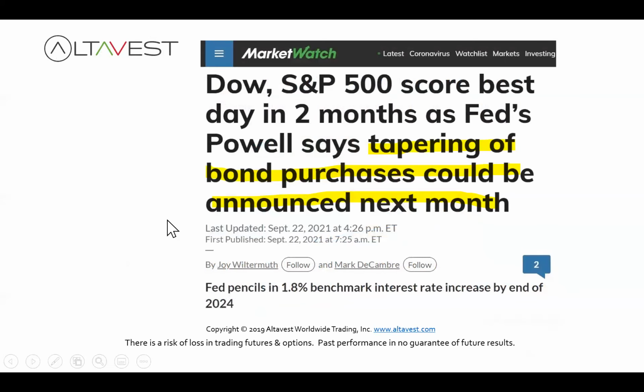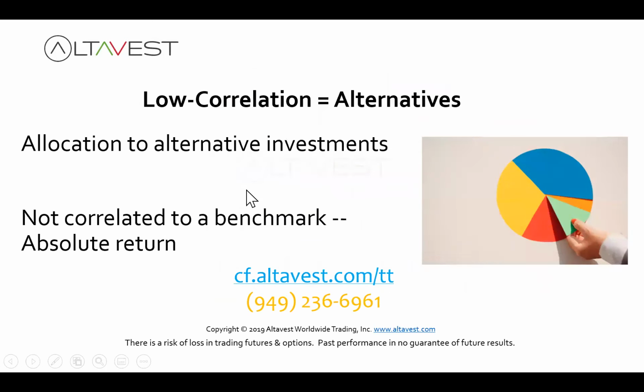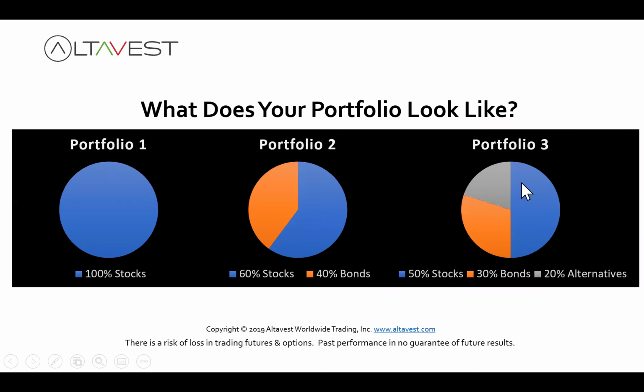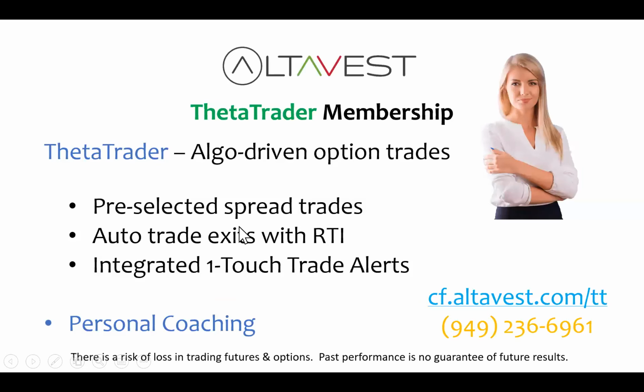Meanwhile, the Fed says they're going to be tapering, could be announced next month. So what happens then with the stock market? I don't know. We're up again, but the point is you need some diversification, folks. Something that works like an alternative, something that has a low correlation to the stock market movement. So we like the idea of portfolio 3, piece of that pie into alternatives, as we call it.